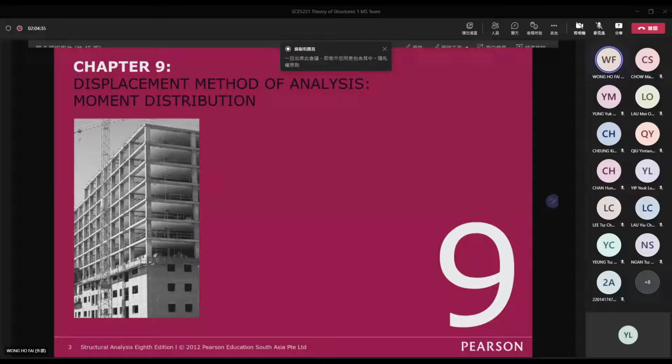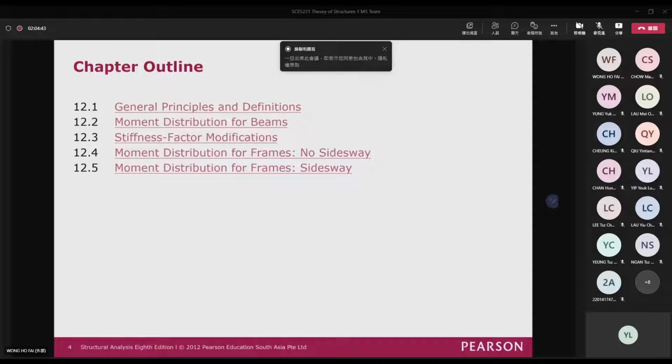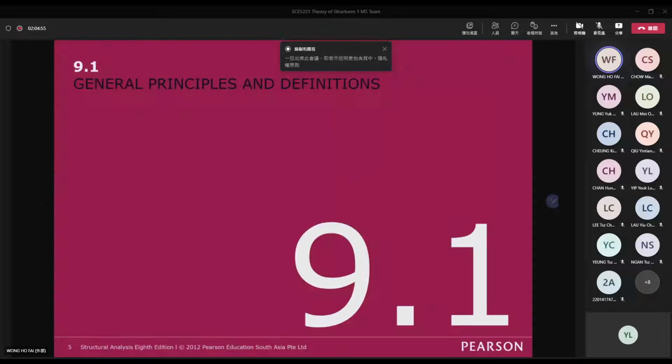Okay, so tonight we will talk about a new method which is called the moment distribution. We will talk about the general principle and then the definition, moment distribution for beams, and then the moment distribution for frame without sideway and those with sideway. So first of all, we'll talk about some general principle.